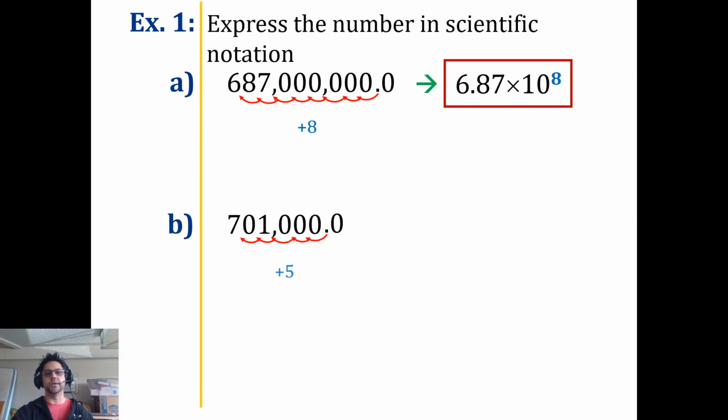The nice thing is when you're moving it, you can be counting at the same time. So hey, look, we're teaching you how to count again today. You can do it. So we've got 7.01 times 10 to the fifth power. Again, positive exponent is the big number.